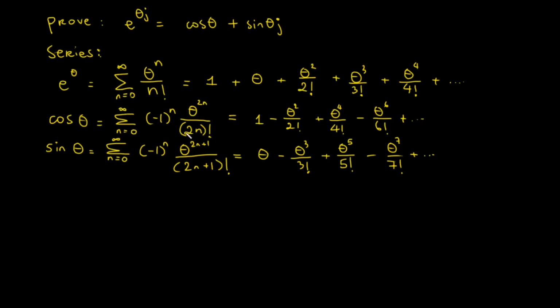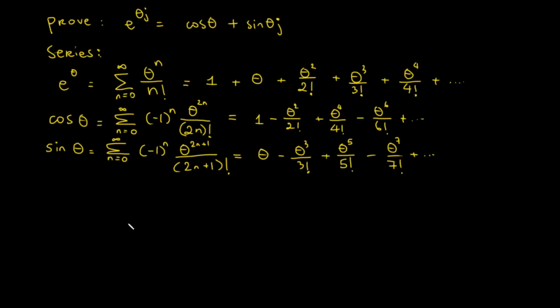For cosine, the power and the factorial are going to be even numbers, which is 2n. And you can see in the expansion version, they are always even numbers: 2, 4, and 6. But for sine, the power and the factorial are always odd numbers. And you can see 3, 5, 7, they are all odd numbers.